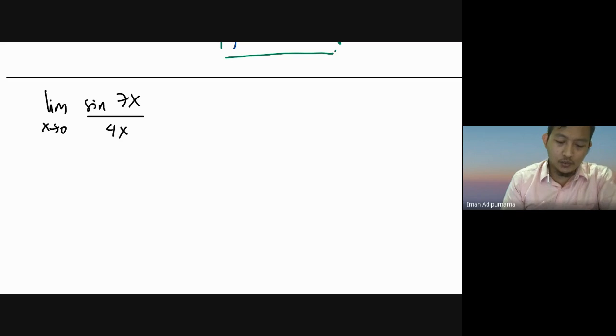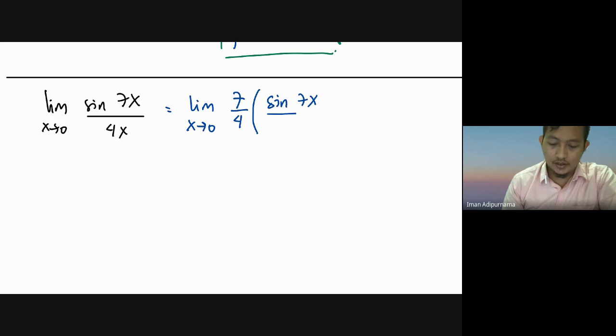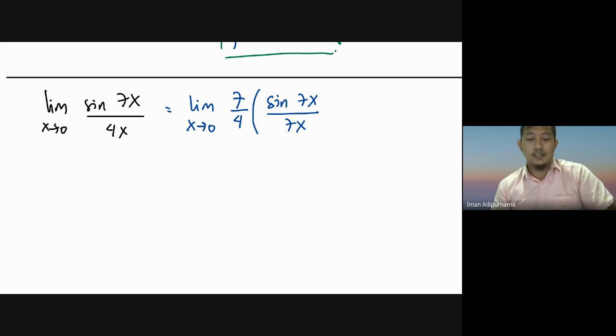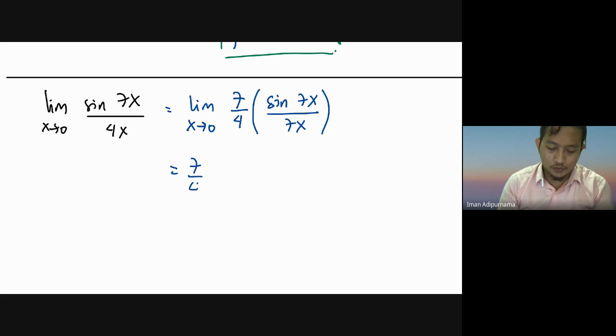Okay, we can start with, let's just put 7/4 outside like that. And then this will be sine 7x over 7x. It's the same thing, right? Okay. And then from here, we can write 7/4 here, and then we can have this.